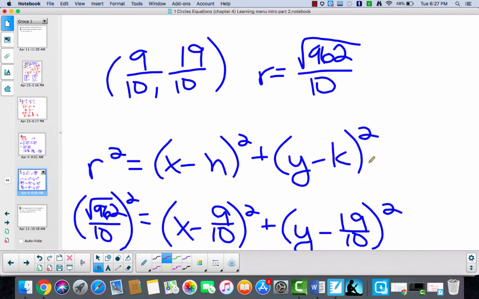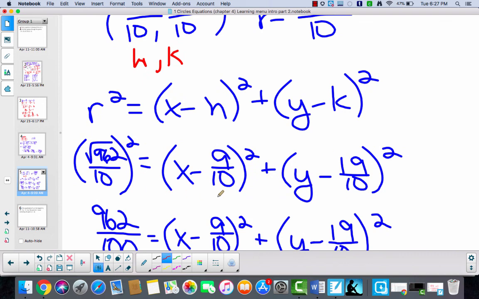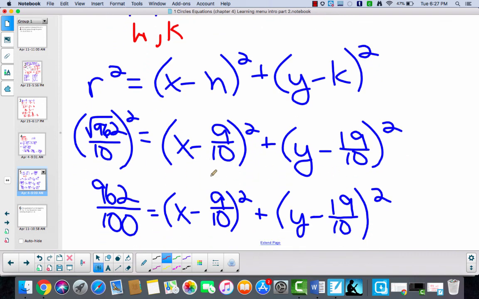I simply need to put those into our standard form of the equation. My center is 9/10, 19/10. My radius is the square root of 962 over 10. My radius squared equals x minus h squared plus y minus k squared. And remember, this h, k here is my center. So here's my radius squared, here's my center, substituting in the h and the k. And this is my standard form of the equation. So that's how you find the equation of a circle if you are given the 3 points.